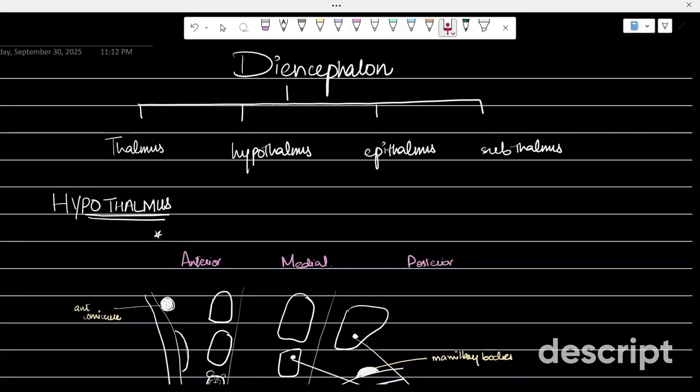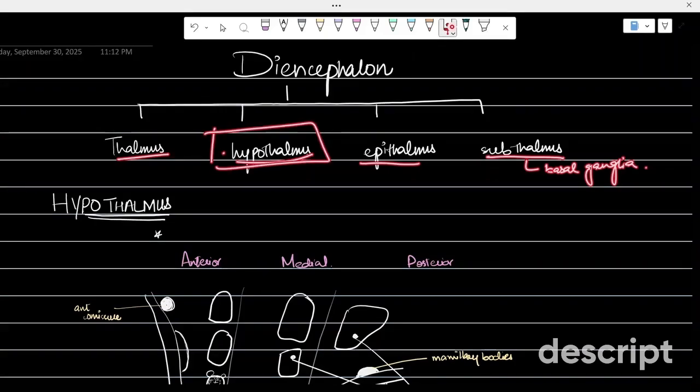Today we will be discussing diencephalon. Diencephalon is a part of embryonic brain which matures into thalamus, hypothalamus, epithalamus and subthalamus. Subthalamus is a part of basal ganglia and we will discuss it later. Today we will be discussing hypothalamus specifically.